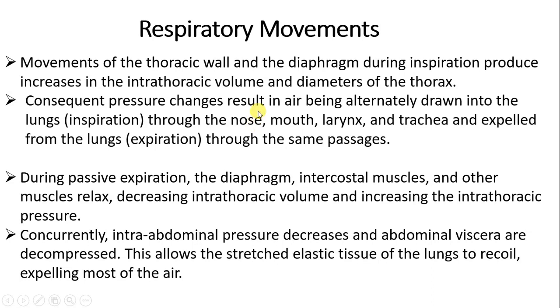the lungs. The pressure changes result in air being alternately drawn into the lungs during inspiration through the nose, mouth, larynx, and trachea, and these pressure changes throw the air out of the lungs by the process of expiration through the same passages. During passive expiration, the diaphragm, intercostal muscles, and other muscles relax, decreasing the intrathoracic volume and increasing the intrathoracic pressure.